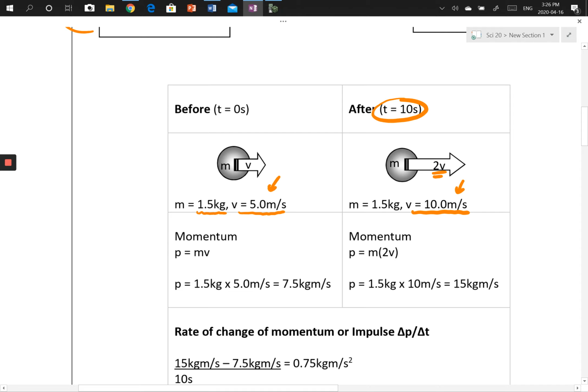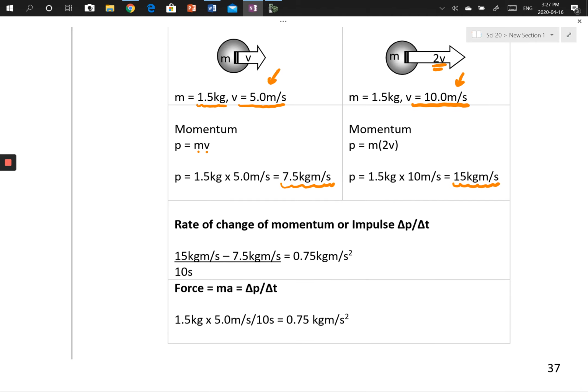And when I look at the momentum here, if I do my mass times my velocity, before I apply my force, this ball has a momentum of 7.5 kilogram meters per second. After I apply my force, this ball will have a momentum of 15 kilogram meters per second. Now, I can use some math to help me figure out a lot of things, but one of those would be how much force do I need to apply over those 10 seconds to accelerate this ball. So what I'm going to actually do is I'm going to try to find the force.